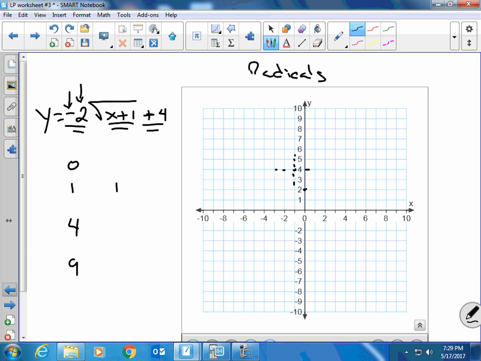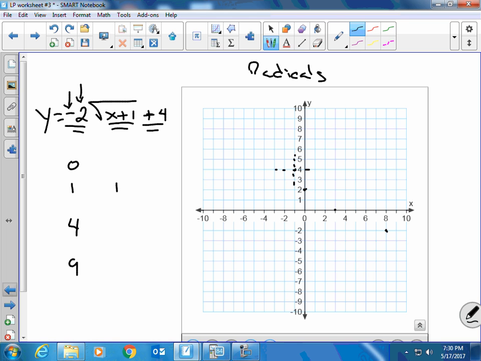Go back to the origin. Count over 4: 1, 2, 3, 4. I'm right here. And down, normally it's 2. Well, now we'll go down 4. So I'm sitting right there. Next thing, count over 9. So I'm over here at 8. Square root of 9 is 3. Multiply that by negative 2, and I get a negative 6. From 4, I go down 6 and end up at a negative 2.